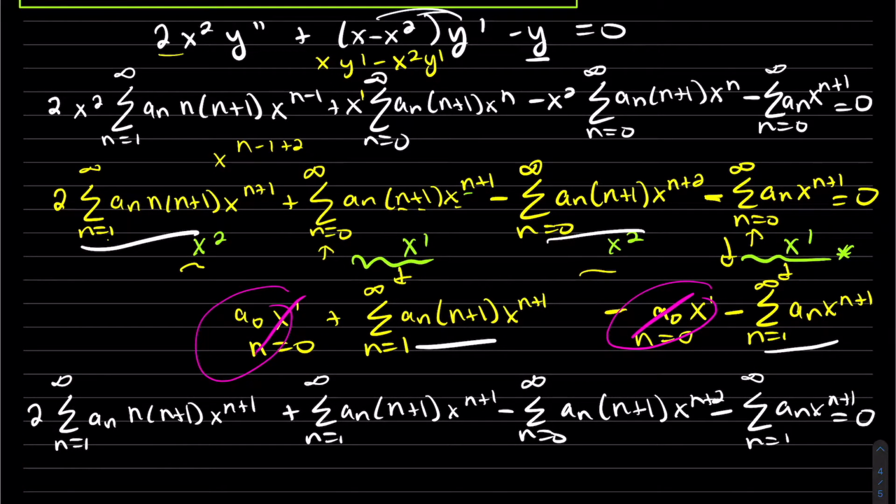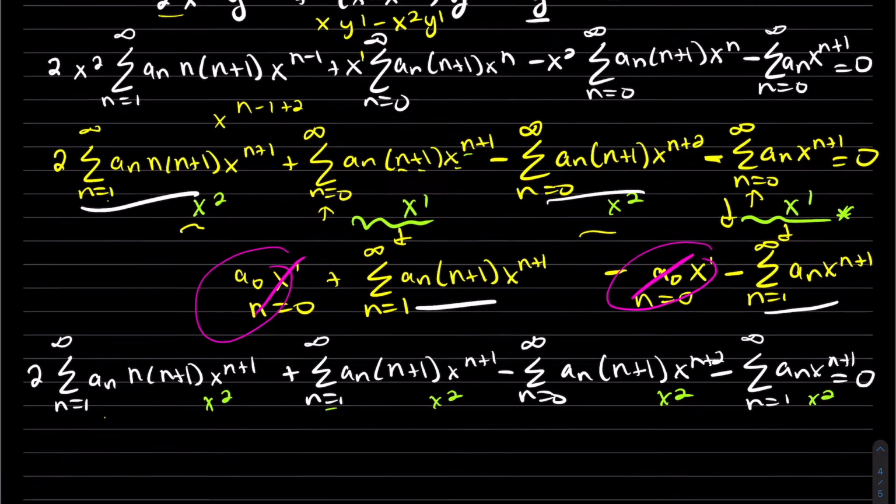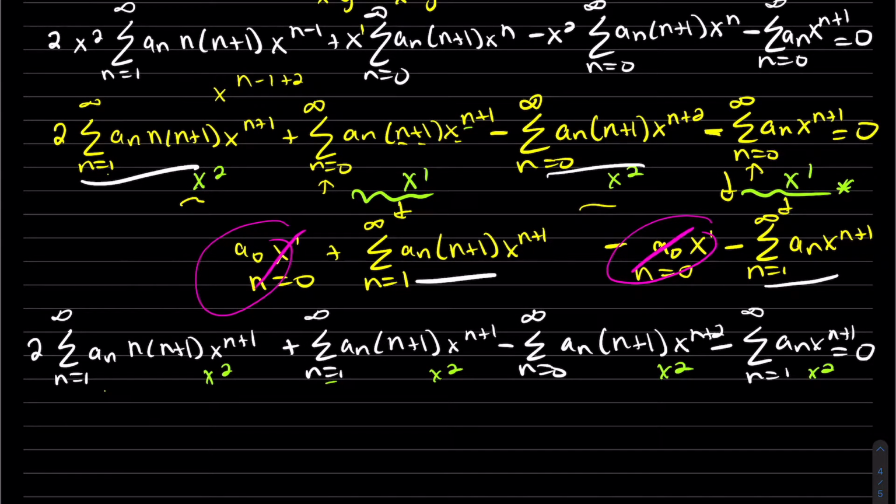So there's our equation, and we can triple check here. I plug in 1, I get x squared. I plug in 1, I get x squared. I plug in 0, I get x squared. I plug in 1, and I get x squared. Okay, so they're all the same power now. So now all we have to do is get them to be the same index or the same power.